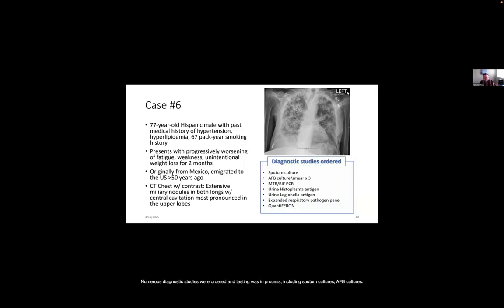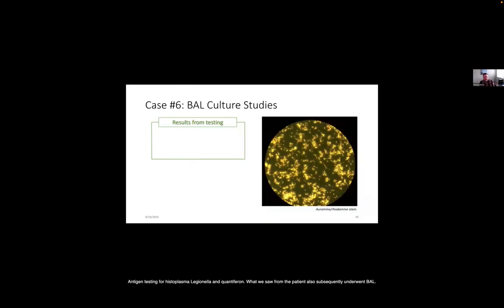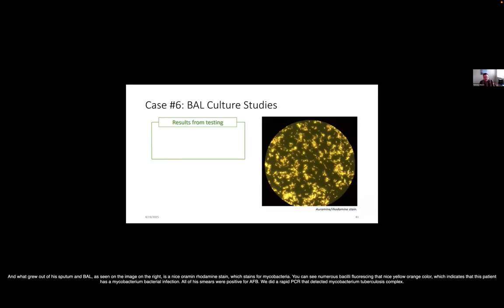Numerous diagnostic studies were ordered and testing was in process, including sputum cultures, AFB cultures, antigen testing for Histoplasma and Legionella, and QuantiFERON. The patient also subsequently underwent BAL. And what grew out of his sputum and BAL, as seen on the image on the right, is a nice auramine rhodamine stain, which stains for mycobacteria. You can see numerous bacilli fluorescing that nice yellow-orange color, which indicates that this patient has a mycobacterial infection. All of his smears were positive for AFB.